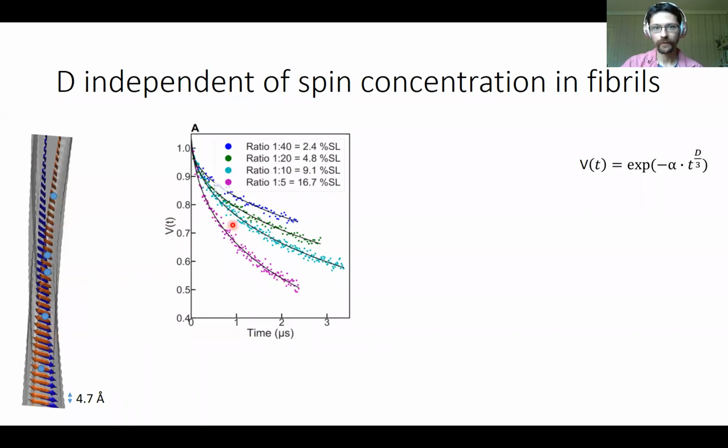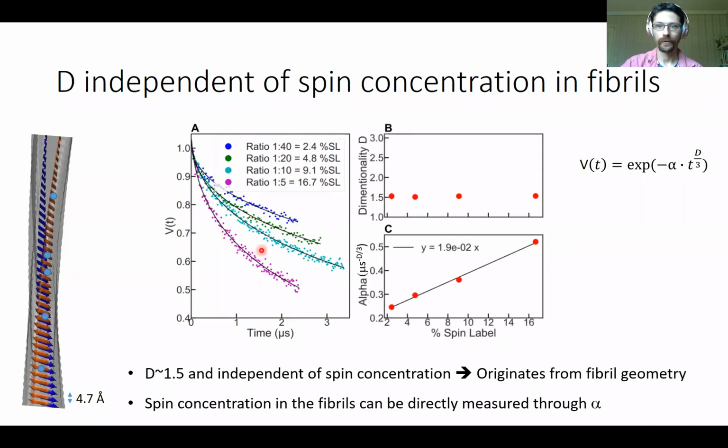Here in this experiment, we vary the ratio of unlabeled to labeled protein, which effectively changes the percentage of spin label that you have along these fibers here. And so we fit it with the same equation, and here are the output parameters.